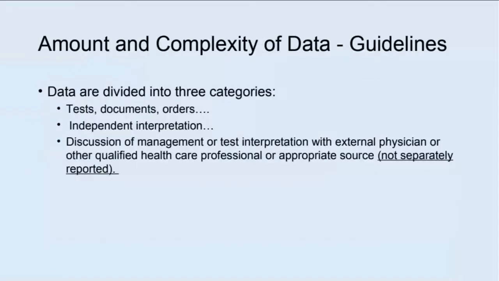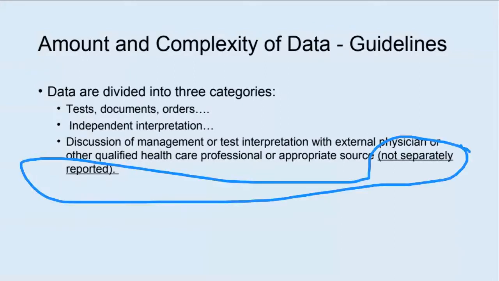Okay, so let's move on to the second element of medical decision making, amount and or complexity of data to be reviewed and analyzed. The guidelines added a new phrase. You see this here underlined in the bottom, not separately reported. Again, this means a discussion captured in another code cannot also be used for medical decision making. This is the double dipping issue again.